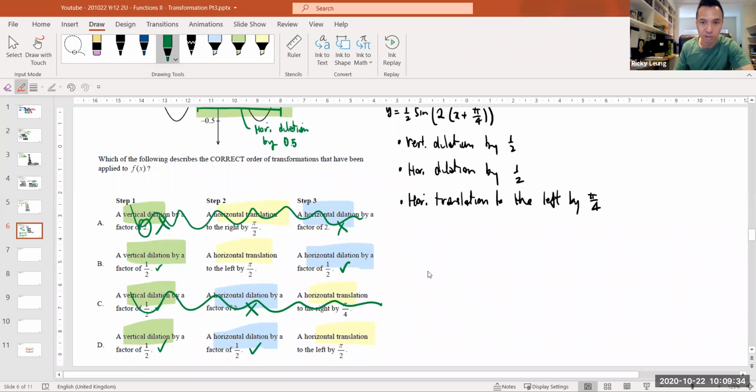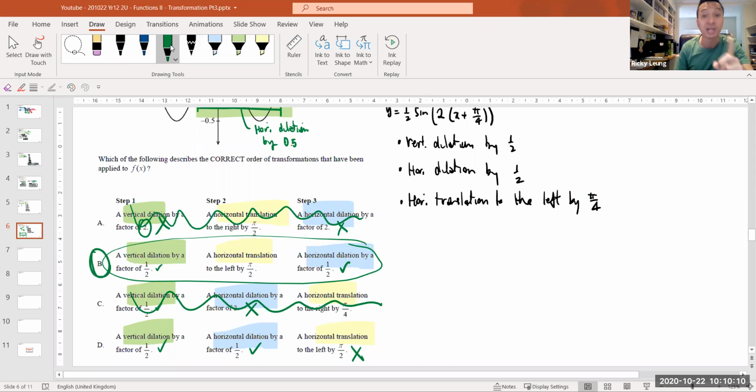Now, horizontal translation to the left by pi on 4. This is where it gets interesting. None of these are right. So what does that mean? No right answer now. This is where the order is absolutely crucial. If I went with my order of dilation, it has to be pi on 4. The fact that this one has my order and doesn't have pi on 4 is a genuine cross. So if I had to choose an answer right now, it looks like it's this one. The answer is this one, but let me explain why.